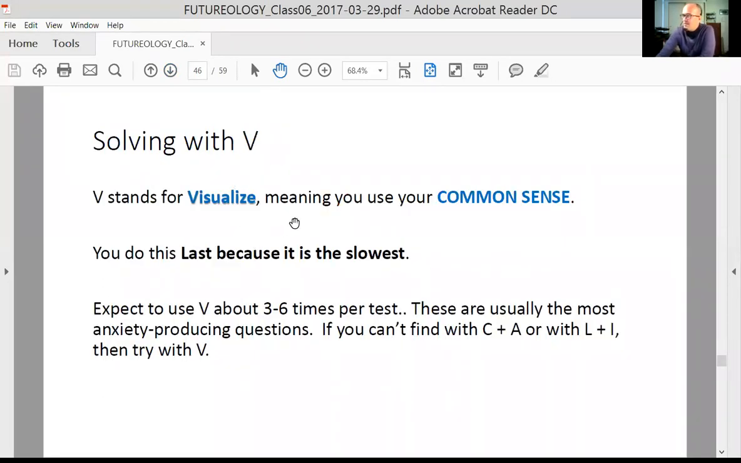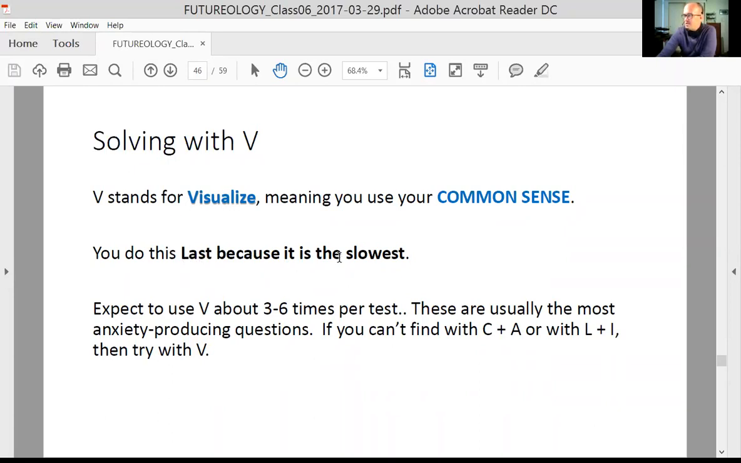The last thing that we've got is solving with V. V stands for visualize. So the last thing, kind of the home run hitter that you have, is visualize. And that's what you're going to use if you get stuck and you're going to use your common sense to take your best shot. You do this last because it's the slowest.